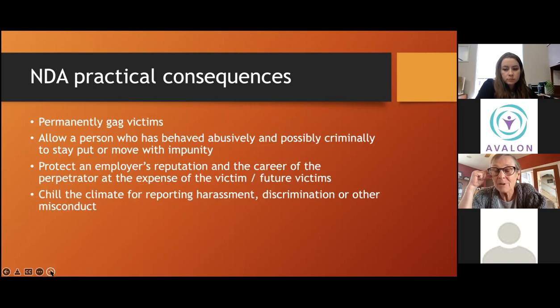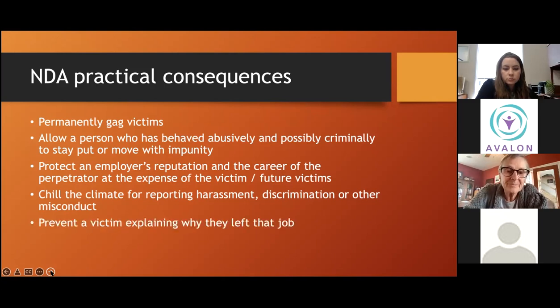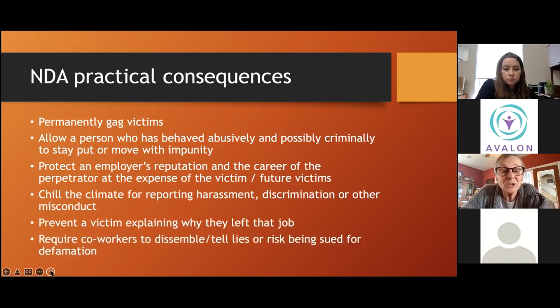Clearly, people are not reporting because it's a huge disincentive to imagine that you're going to be gagged. And people talk, and they know that's going to be a possibility, and so it will greatly discourage them from coming forward. I've already said they prevent a victim explaining why they left that job. And as Sarah mentioned, they do also require co-workers, such as I, who didn't sign the NDA at the University of Windsor, to either dissemble or tell lies.